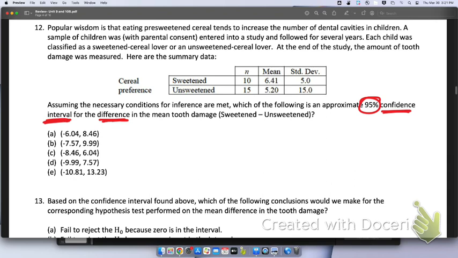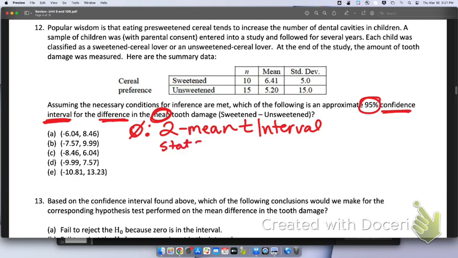We have 2 groups here, sweetened versus unsweetened, so that's 2. We are looking at the mean tooth damage. That means we're going to be doing a T procedure, and we are creating an interval here. And so the 2 mean T interval here, I would need to go to stat test 0. It's going to ask you, do you have data or do you have stats? You have stats. You have the summary of all the stats right here in this chart.